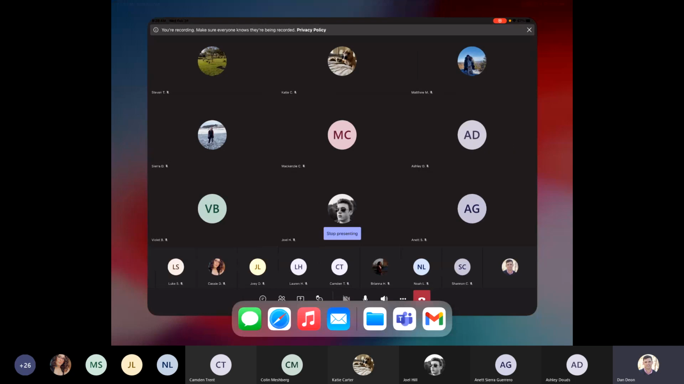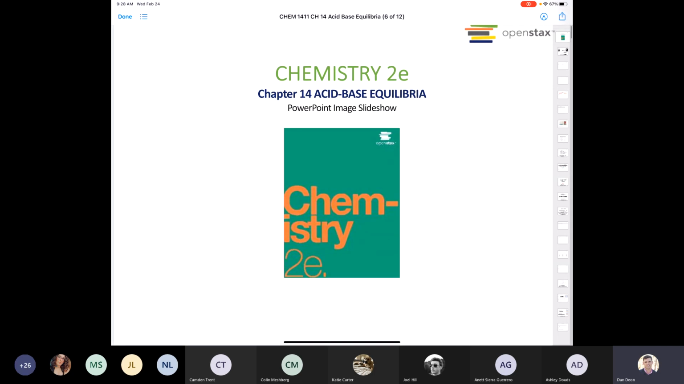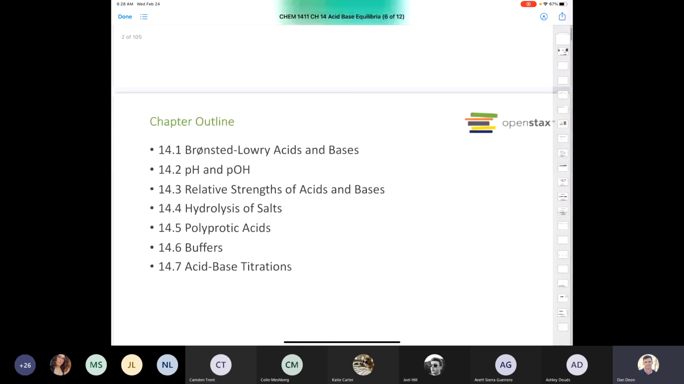Okay, here we are, Chemistry 1411. This is chapter 14. We started out with chapter 12. We dealt with kinetics, reaction rates. Then in chapter 13, we dealt with fundamental equilibrium concepts. And the subject of equilibrium is going to remain at the heart of our conversation here in chapter 14, where we deal with acid-base equilibrium.